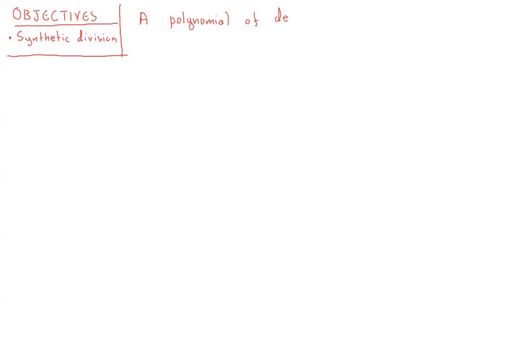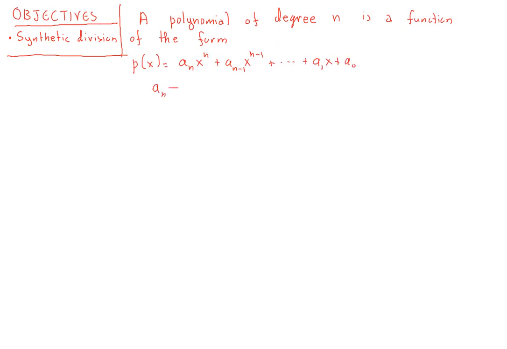a polynomial of degree n is a function of the form p of x is equal to an x to the n plus an minus 1 x to the n minus 1 plus a1x plus a naught, where an is different from 0, and all these numbers, an minus 1, and so on, are real numbers.